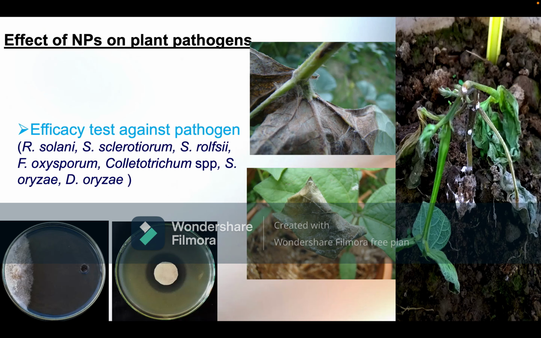After satisfactory results of synthesizing and characterizing the nanoparticle, we tried to see their efficacy against a number of soil-borne plant pathogens and a few aerial pathogens like Rhizoctonia solani, Sclerotinia sclerotiorum, Sclerotium rolfsii, Fusarium oxysporum, Colletotrichum species, Sarocladium oryzae as well as Drechslera oryzae, because these are considered number one pathogens for many agricultural crops.